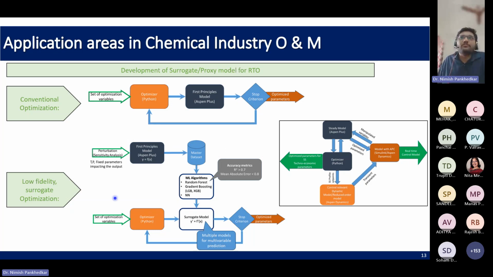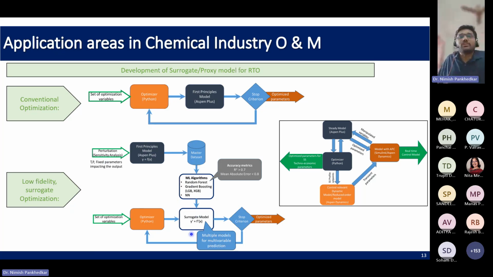However, in real time, if you want to do this, you generate a master data set. You do a perturbation to your first principle based model, maybe it is CFD or a sequential modular solver like Aspen Plus or DWSim, for example. So you take extensive guesses. What could the temperature variations be? What could the pressures or parameters vary? You try to generate a data set.